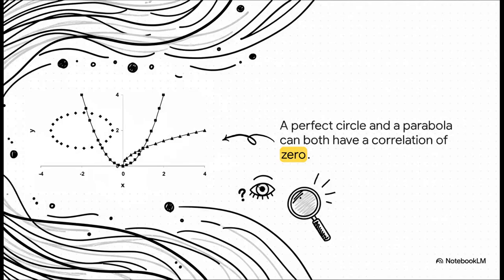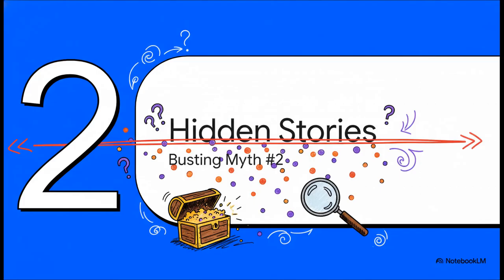And just to really hammer this point home, get a load of this: a perfect circle and a perfect parabola. I mean, you can't get a clearer, stronger relationship between X and Y than these beautiful shapes. But guess what their correlation coefficient is? 0. A big, fat 0. The number tells you "nothing to see here," while your eyes are telling you there's a perfect, undeniable pattern. Crazy, right?